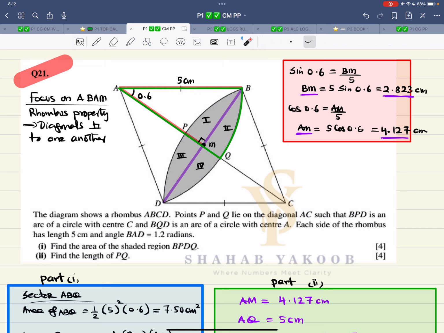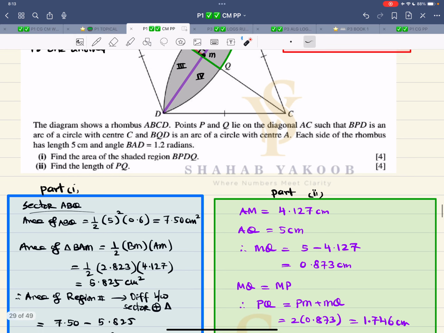Now someone can ask this question, can we focus on this whole sector? Of course you can. What I've done is that I'm focusing on this sector. I'll subtract the triangle and I'll get the area of region 2. So now this 1 plus 3 is the same thing as 2 plus 4. All of these are exactly same areas. Keep that in mind. So let me find the area of the sector. Subtract from it the area of the triangle, I'll get area of region 2. I multiply it by 4, I'll get the area of shaded region.